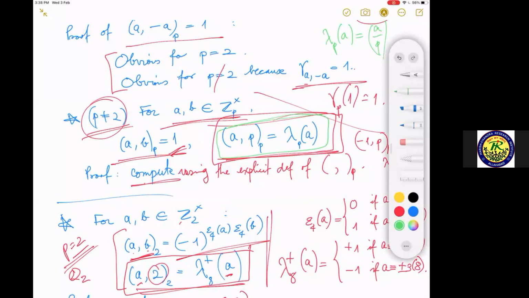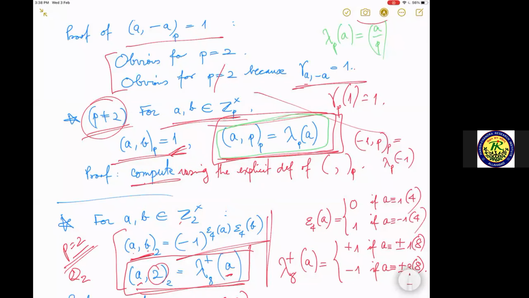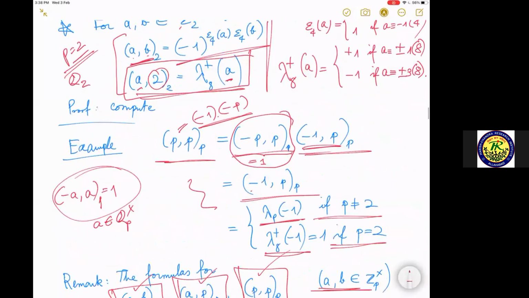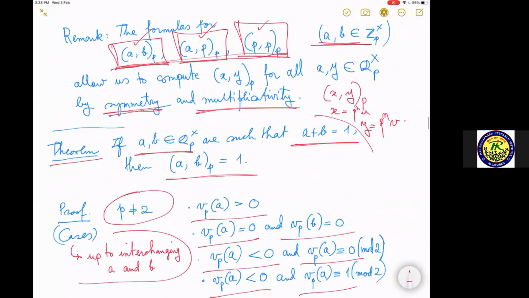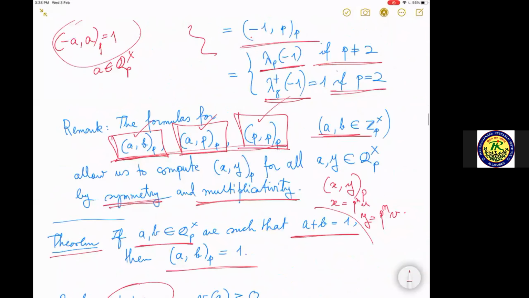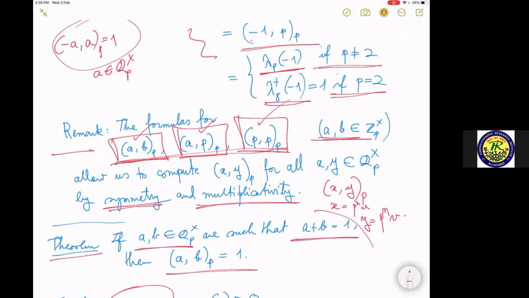Right. So let me continue now. We had shown that that's the explicit definition of the Hilbert symbol, and you can think of it in two different ways: just use that explicit formula, or derive it from these three special cases by multiplicativity and symmetry.